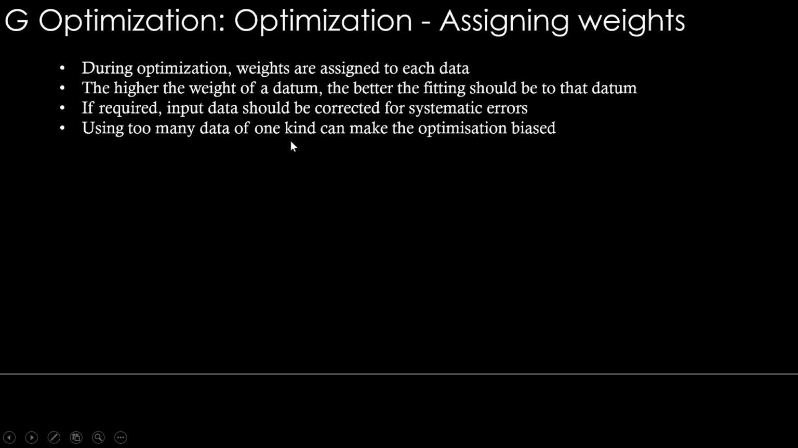Using too many data of one kind can make the optimization biased. Yes, the fitting will converge more towards that particular data. To avoid it, weights of such data may be reduced. This is what we do.